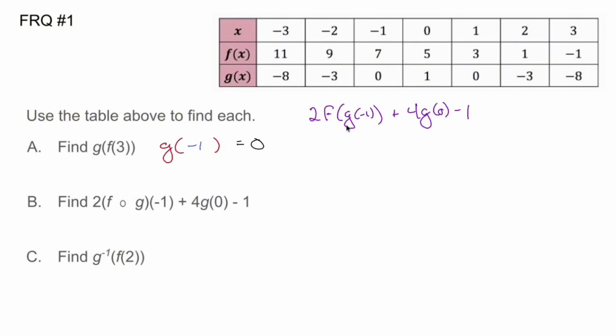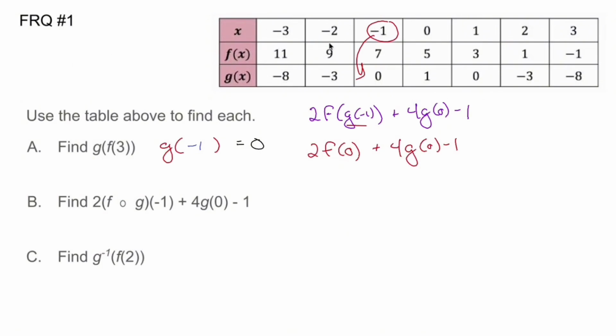Let's start out by finding out g of negative 1. So let's go to negative 1. G of negative 1 is 0, which I just did. 2 times f of 0 plus, not equals, lol, plus 4 times g of 0, which is different, minus 1.